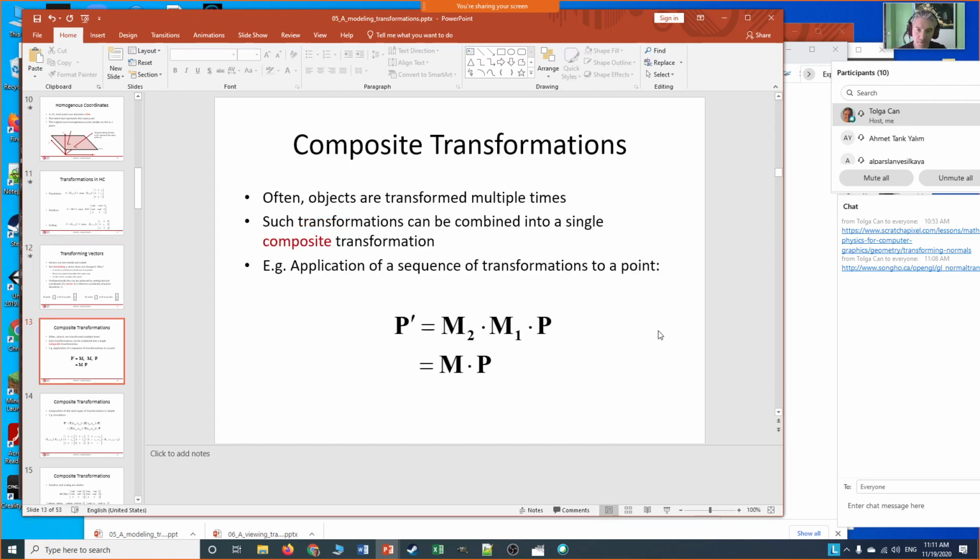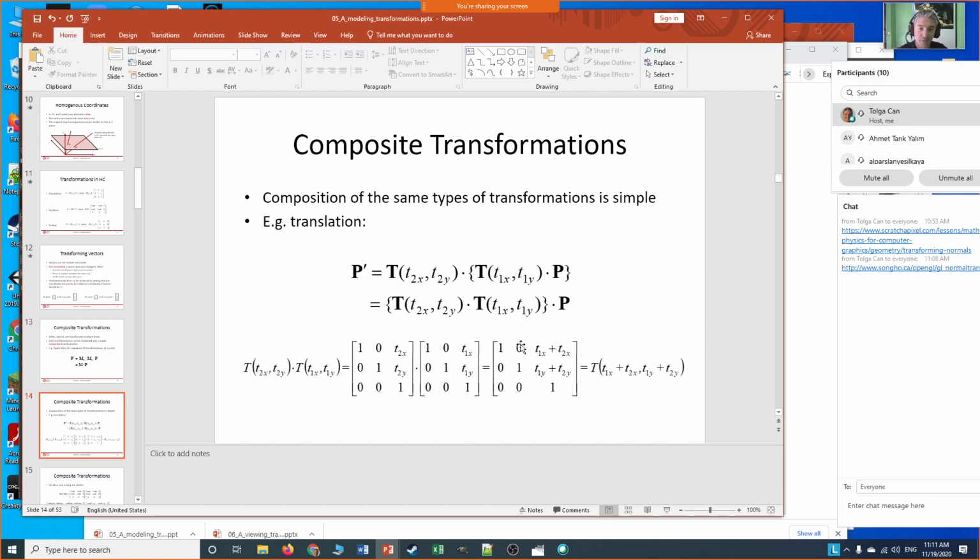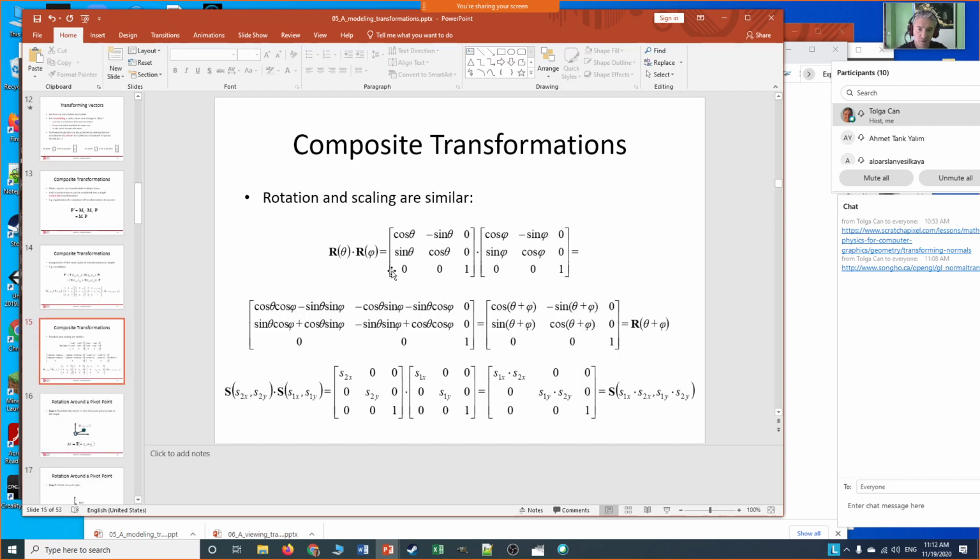Now, we talked about transforming vectors, and we talked about how we compose transformations by right multiplying our point with these transformations. And M1 is the first transformation that is applied. You can compose different types of transformations. For example, what does it mean to rotate around origin 5 degrees first and theta degrees next? If you do the multiplication, you'll find the solution is to rotate theta plus 5 degrees.